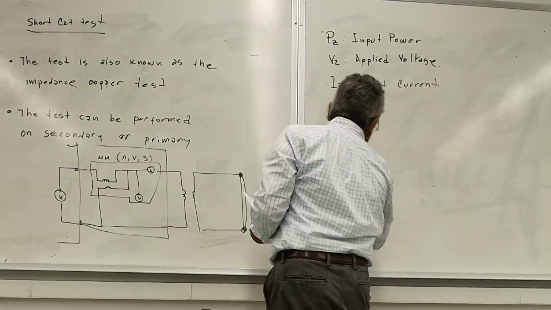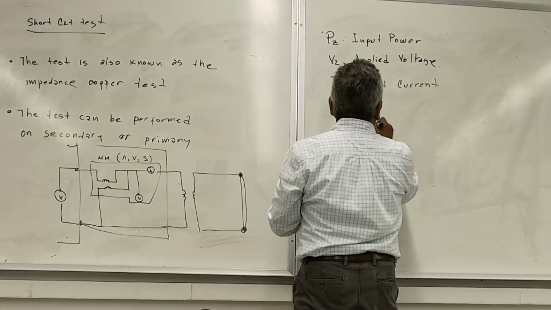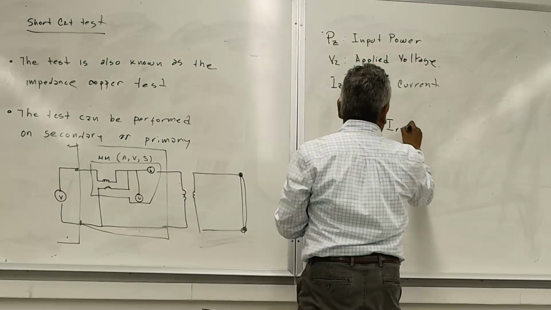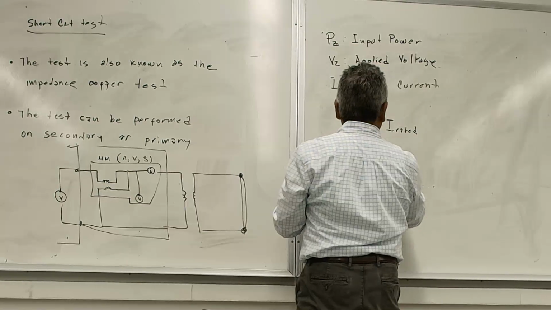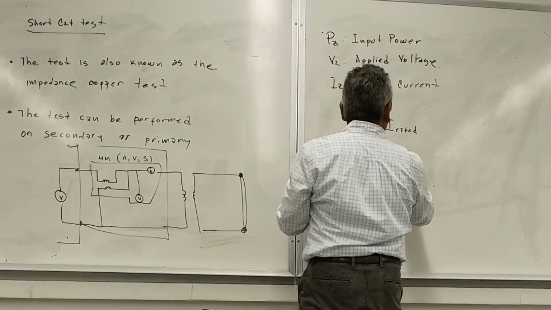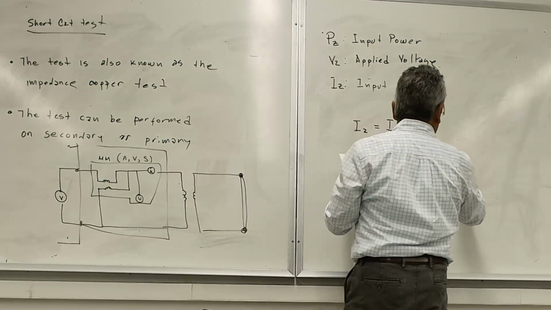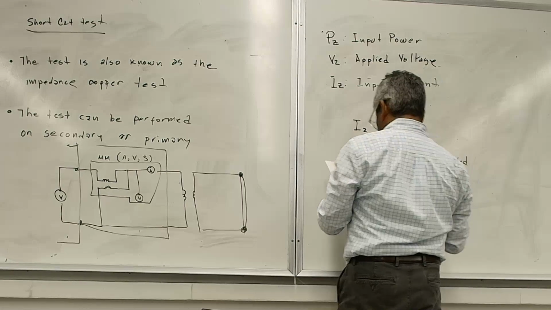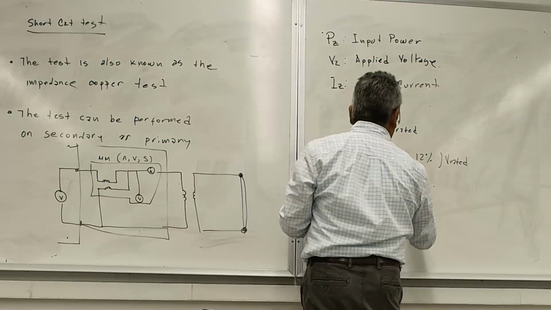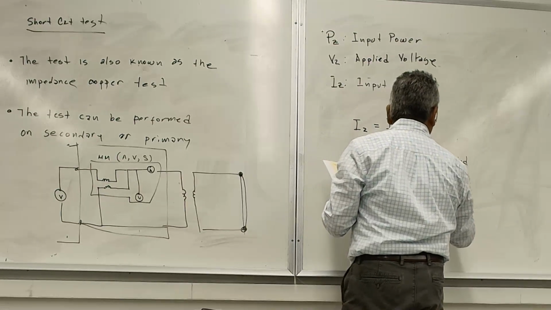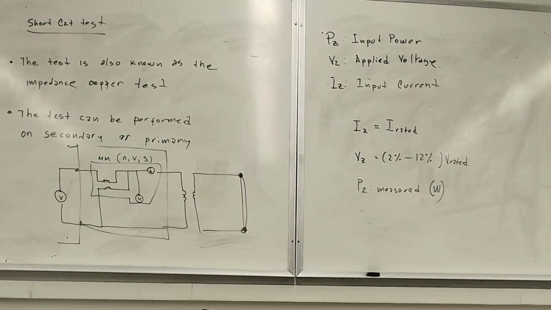All right, so the goal is the following. IZ is equal to I rated. Let me explain this. VZ should be between 2% and 12% of the V rated. And then PZ is just your measure, watts. Okay.